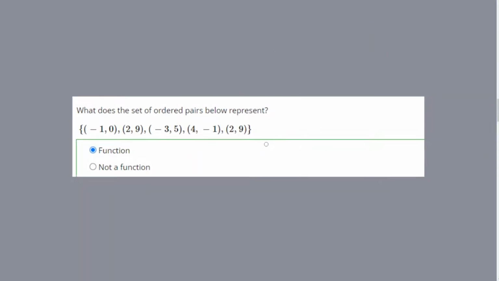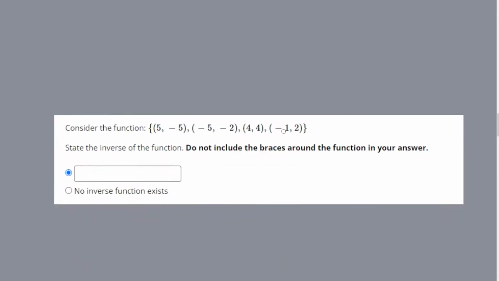This one is giving us an ordered set of pairs. We say, okay, we don't have any repeating inputs, so it's fine. We have a function. This one tried to trick me at first because I saw the 5 and the -5 and I forgot about the negative. So this one is a function.